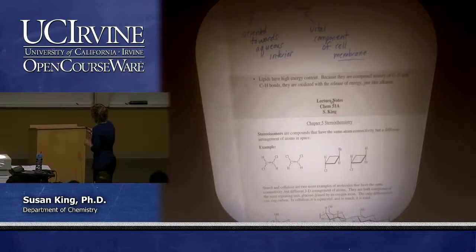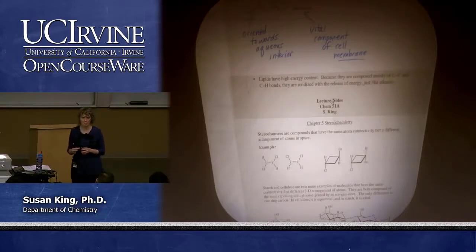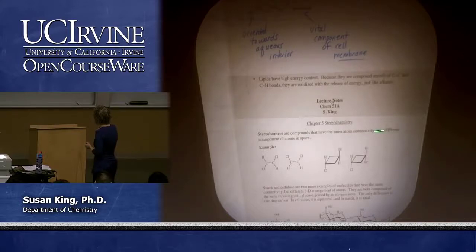So stereoisomers, new terminology here. It's a type of isomer. We rarely just say isomers because we want to be more specific. Stereoisomers are compounds that have the same atom connectivity but a different arrangement of atoms in space.